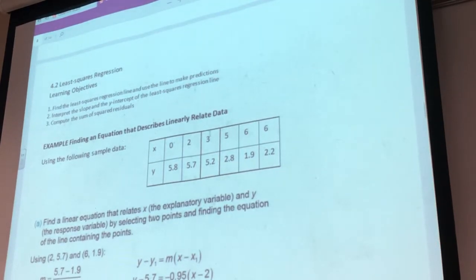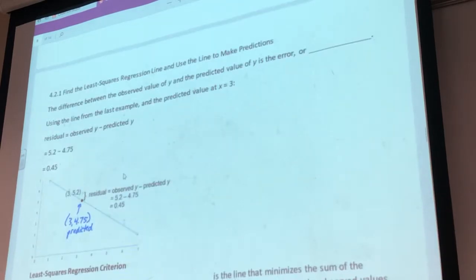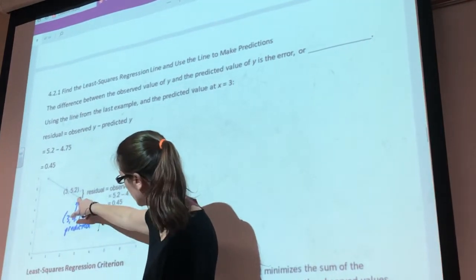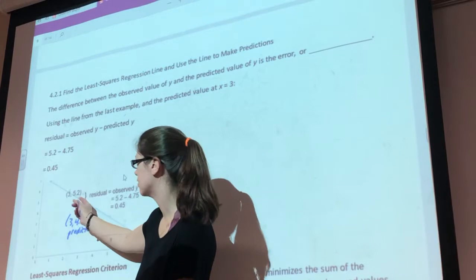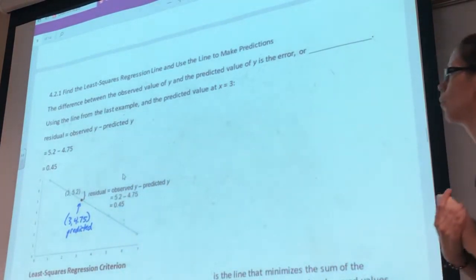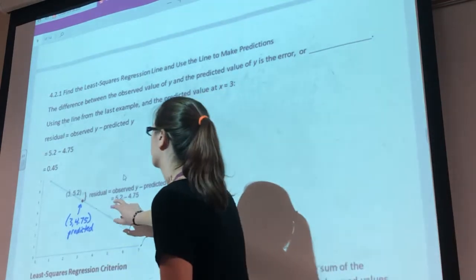This is something that was actually observed. So this dot represents our observed value, the one that we actually saw. And this dot here on the line represents our predicted value. If we did it again and x equals 3, what would we expect our y to be? And that's what we call the residual. It's basically the vertical distance between the dot and the line. So that's called our residual, and in this case, it's going to be 0.45.